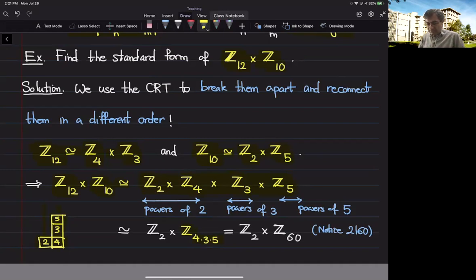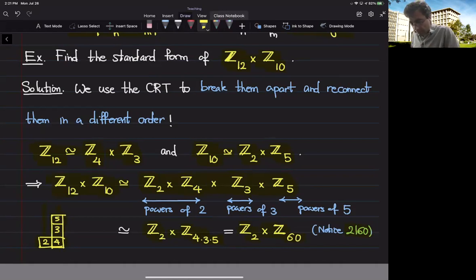So I put them together, and now I have Z sub 2 separately, and I write it over here. So this Cartesian product is isomorphic to the Cartesian product of these two cyclic groups. And now notice that Z sub 2, this 2 divides 60. And therefore, this is the standard form of this abelian group, because it is written as a product of cyclic groups and the indices, each one divides the next one.